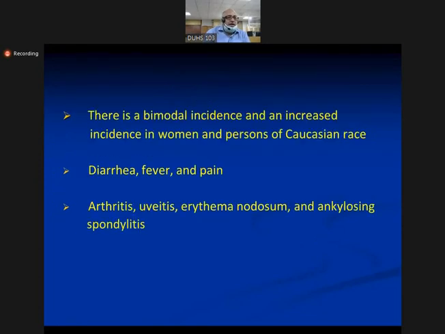In Crohn's disease, we have a bimodal incidence. Early age and late age, plus more so often in women. Okay. The extraintestinal manifestations, as I told you, are arthritis, uveitis, erythema nodosum, and ankylosing spondylitis. Even when we do resection of the colon, these extraintestinal manifestations persist in the patient. Okay. Now we may correct the intestinal obstruction, or we may remove the threat of dysplasia in ulcerative colitis by colectomy. But these extraintestinal manifestations remain there after the surgery.